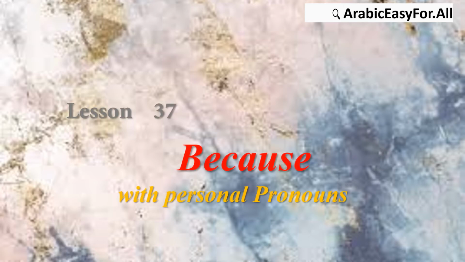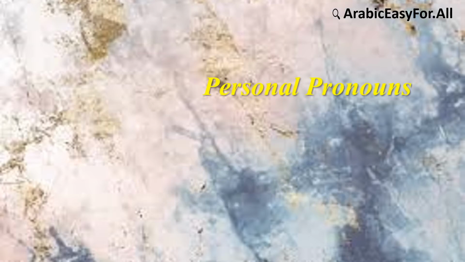Lesson 37, Because with personal pronouns. Personal pronouns. الضمائر. In the grammatical sense, a personal pronoun is a pronoun that is related mainly to a particular person. Personal pronouns are not limited to people and can also refer to animals and objects. And we have talked in details about them in A1, Lesson 1.